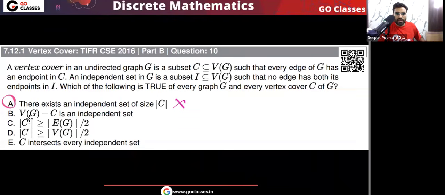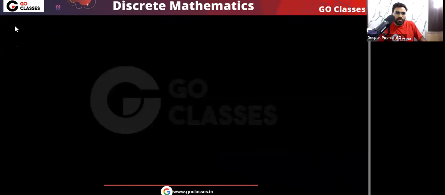Let's see the counterexample for options C, D, E. Let me tell you that options C, D, E are also false. And for the counterexample for all of them, you can use a star graph. See what option C is saying. First of all, you can see in the question, C is given to you. In the question, what was C? C was a vertex cover.